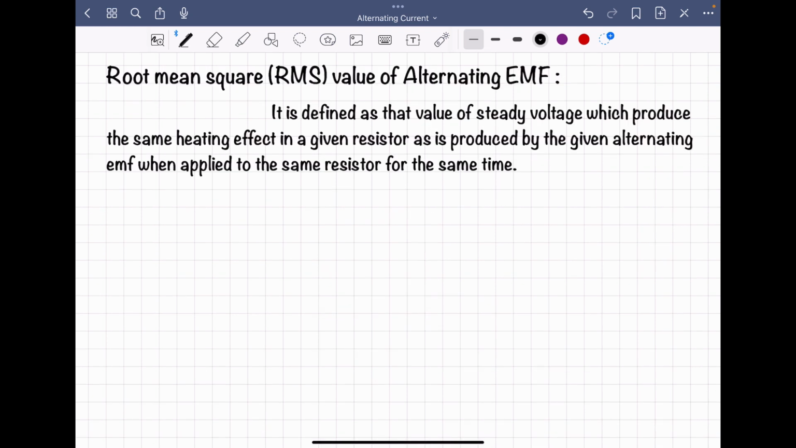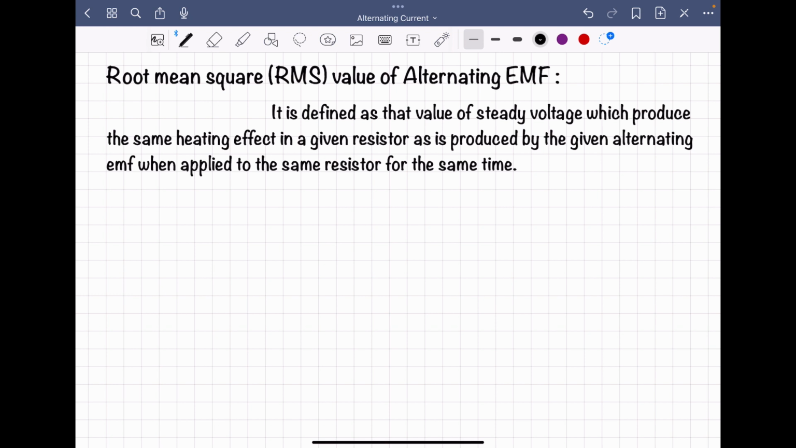Okay. Then we have root mean square value of an alternating EMF. We will discuss about the root mean square value of alternating current. Here we have to discuss root mean square value of alternating EMF. That means here we have to say also alternating voltage. Okay. It is defined as that value of steady voltage in RMS value of alternating current.